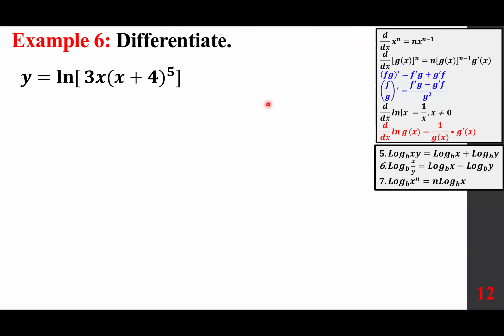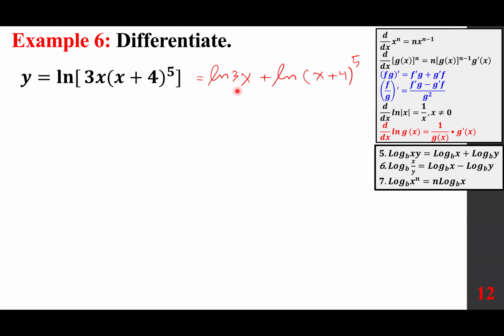All right, we want to differentiate y equals ln of 3x times (x plus 4) to the power of 5. And we're going to use the product rule and then the power rule. So this is ln of 3x plus ln of (x plus 4) to the power of 5.